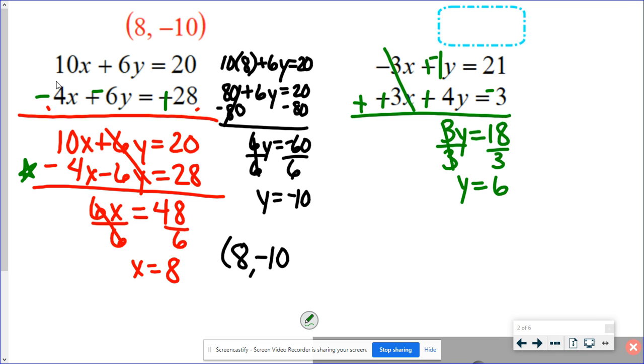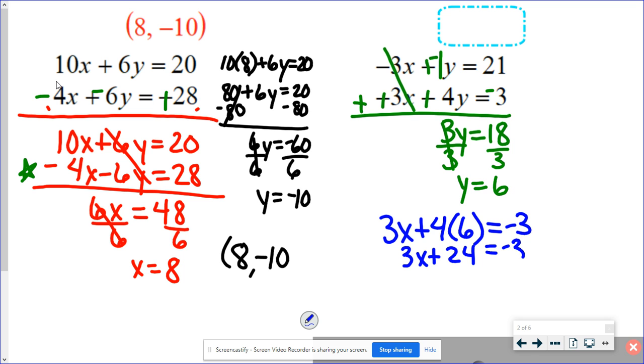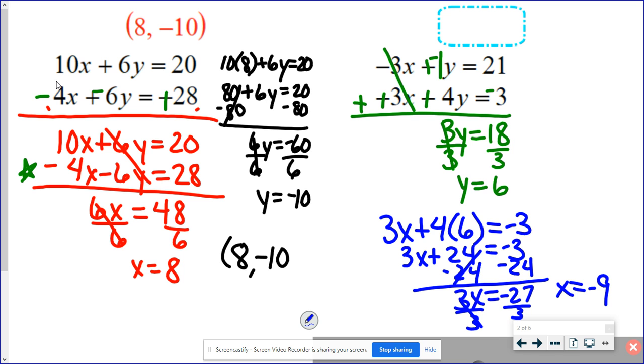Once I know what the y is, I can go back to my original equations, or I can go to the changed equation. To be honest, I kind of like the equation that I changed, because now that's a positive 3x plus 4 times, here's my y, equals -3. So I would subtract the 24. 3x equals -27, and then divide. And I would get that x is -9. So ordered pair, x and then y: -9 and 6.